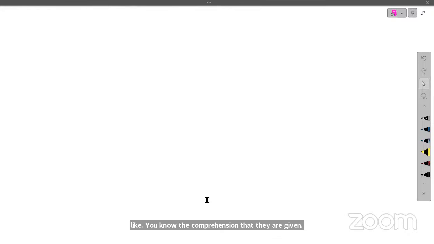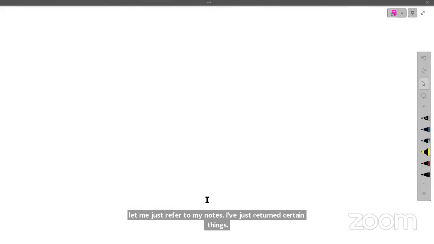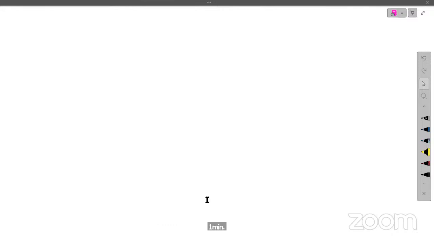Let me just refer to my notes. I've just written certain things. Although, see, finding the range of a function is a very difficult task. For domain, you just have to eliminate some elements, but finding the range is actually very difficult. If you are given a graph of the function, then you can easily say what the range of the function is. But other than that, it's intuitive. There are several methods, and I'll go through that also.